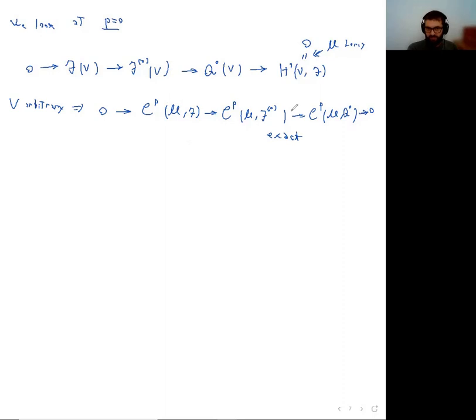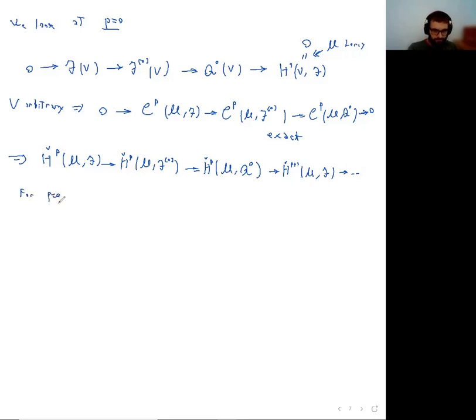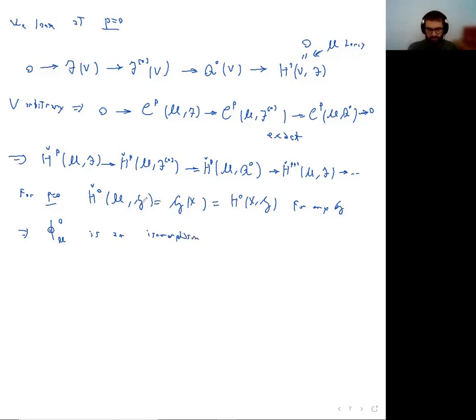And now we have a short exact sequence of cohomological complexes, right? And so we have a long exact sequence in cohomology. Et cetera, et cetera. So let's just look at it for p equals 0. We know that Ĥ⁰(U, G) is G(X), right? And this is the same as H⁰(X, G). This is for any G. So φ⁰ is an isomorphism. This is true for any U. In this case we don't even need the Leray condition. It's just always true.